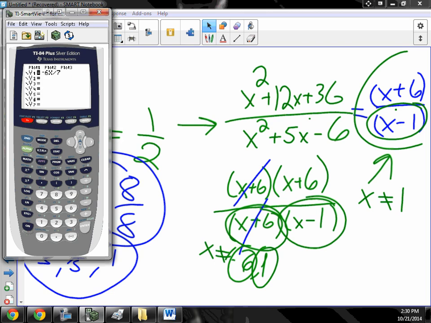When you graph rational expressions, the numerator needs to be in parentheses, and the denominator needs to be in parentheses. If you forget that, it's just not going to work. So let's graph x squared plus 12x plus 36 divided by x squared plus 5x minus 6. So you see how the numerator and the denominator are both in parentheses. So we push graph.